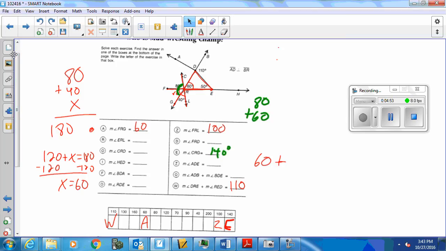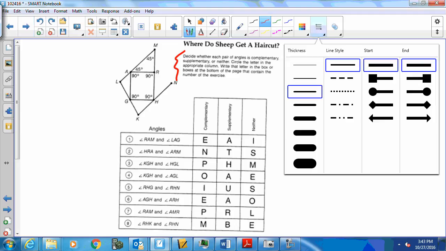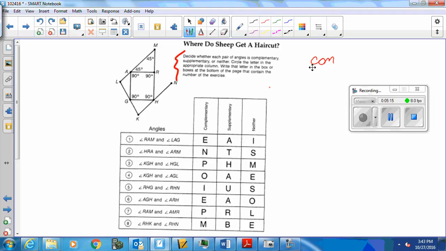All right, let's look at the next one. Now, again, we have these angles, we have triangles, we have all types of stuff going on. First of all, let's read the directions. It says decide whether each pair of angles is complementary. Remember, complementary means adds to 90, supplementary adds to 180.